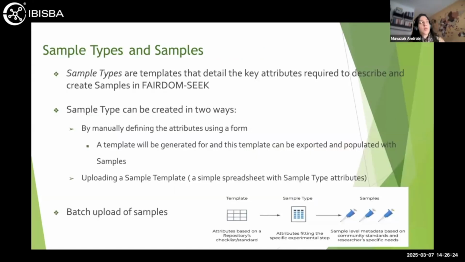Then in IBISBA, we also allow you to record your samples. For samples, we first need to build sample types. Sample types are basically where we collect all the attributes that describe your sample. Once you've created these attributes that describe your sample, you can add samples to the Knowledge Hub and associate them to the project and to the assay that they have come from. There are multiple ways of creating sample types. We will see this in the live demo as well. We can do it manually, or by uploading a sample template, or we can also do it by using the FAIR Data Station, which Jasper is going to introduce today.